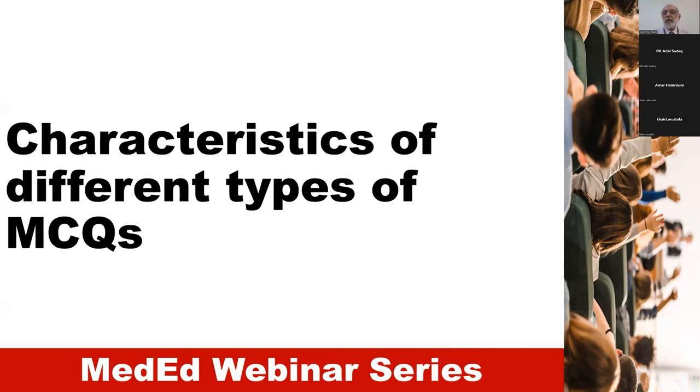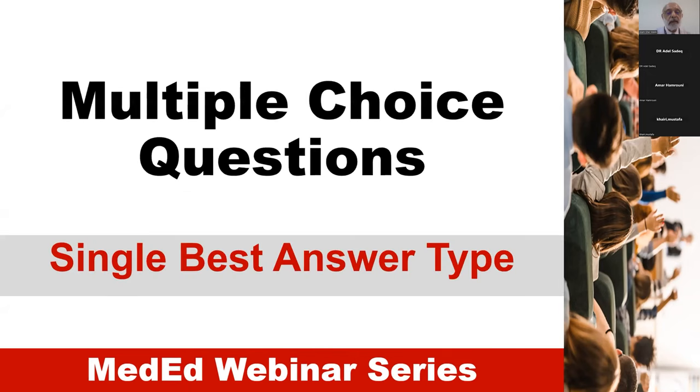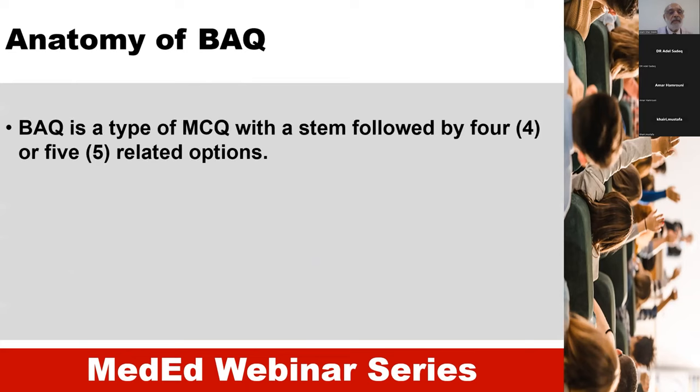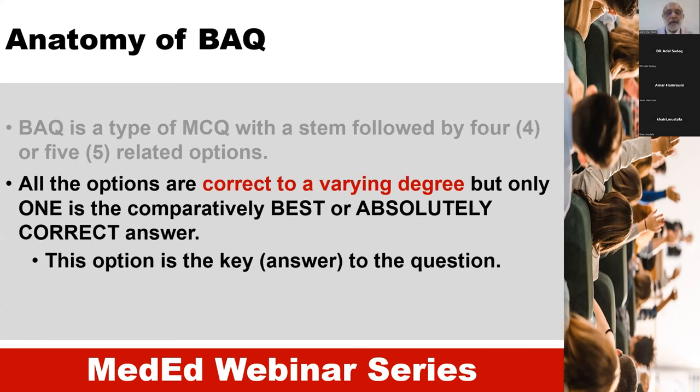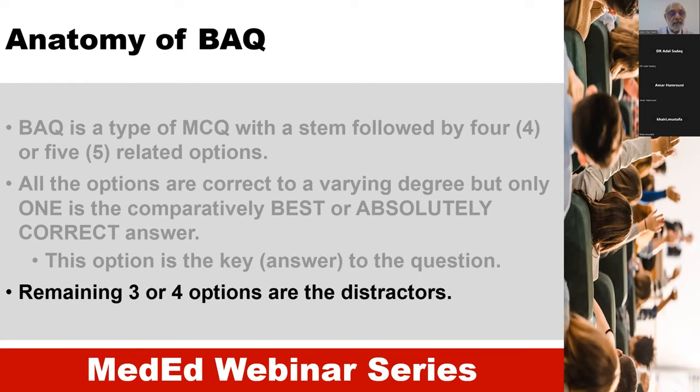Moving on, now let's talk about the characteristics of different types of multiple choice questions. And first, we will talk about single best answer type, or BAQ. The BAQ, our best answer question, is a type of multiple choice question with a stem which is followed by four or five related options. This is important. The very characteristic statement for BAQ is that all the options are correct to a varying degree, but only one is comparatively best or absolutely correct answer. And this correct answer is called the key to the question. Remaining three or four options are called distractors.